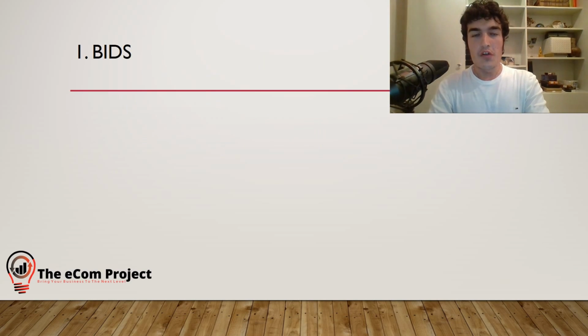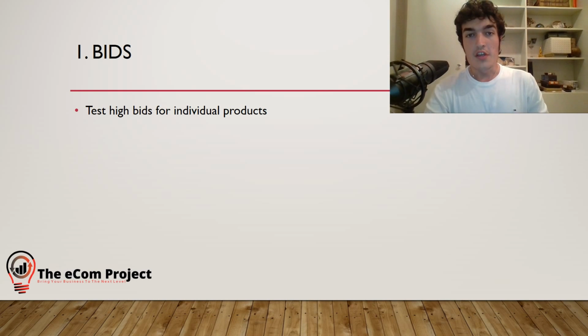So first of all, the first thing that you can do, and of course this is the most obvious one, is to increase your bids. So you should test higher bids for individual products if you don't get enough impressions. If your shopping ads just get like 50 or 100 impressions per day, but you think it's a very broad topic, you should test higher bids for individual products. It doesn't mean that you have to keep them forever.